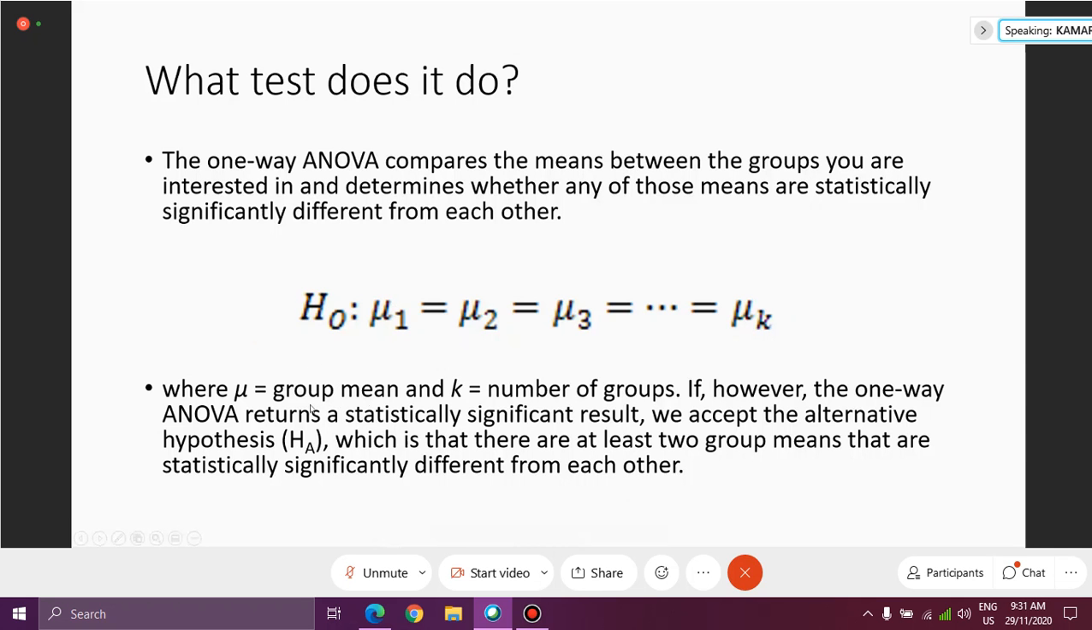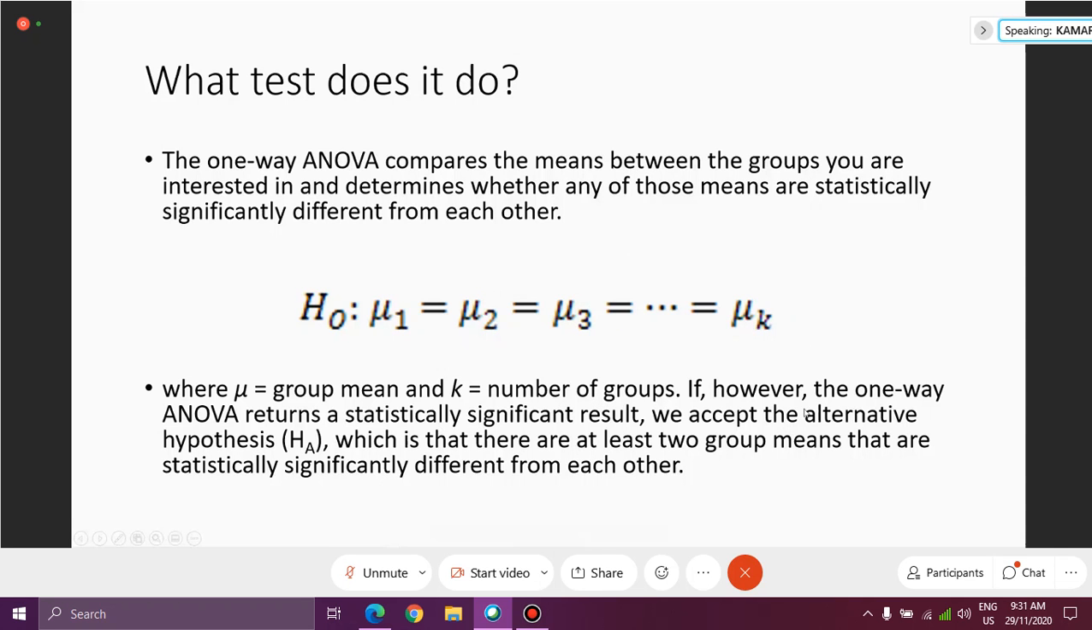So mu here refers to the group mean. For example, we have a sample of 40 Malay students. So we measure the body mass index. So this will be the mean for the Malay group. This will be the mean of BMI for the Chinese group. This will be the mean of the BMI for the Indians group, and so on.